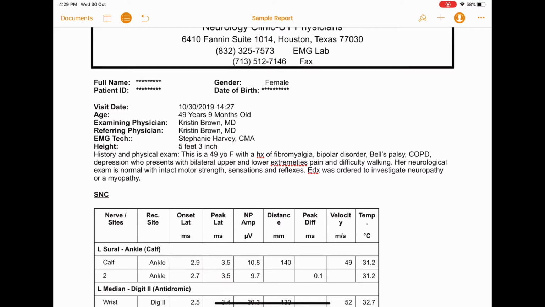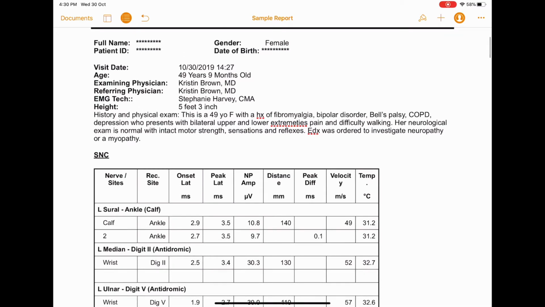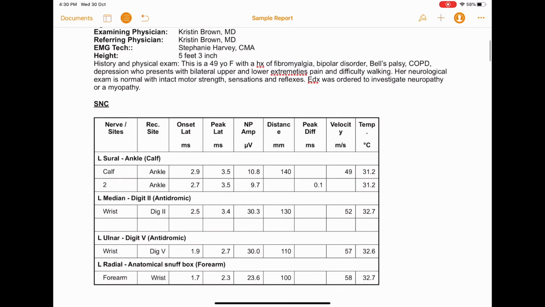So if you can take a brief history and exam before you make a plan of the EMG, you have to do that. Okay, and then we will go and talk about what we are looking for. So first, these are the sensory nerve conduction. We have abbreviated that as SNC. As this sample patient was done for neuropathy or myopathy, we have done one arm and one leg.